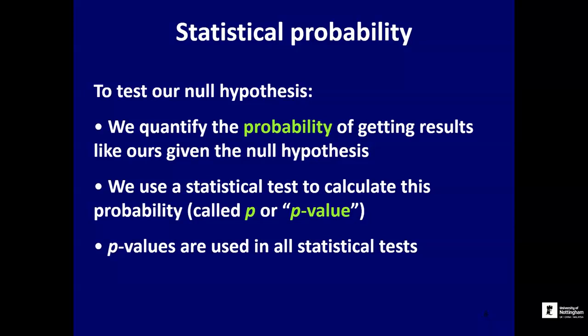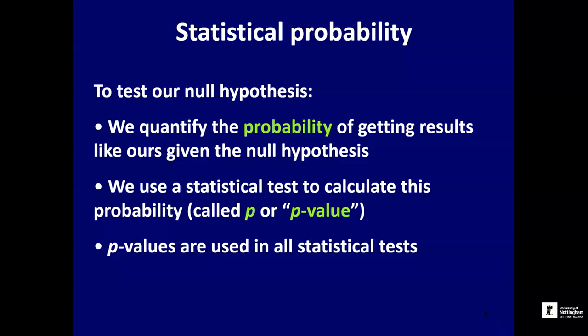And we want to know, what are the chances of seeing the difference in mean death rate that we saw by chance, if it is fundamentally true that there is no real association between COVID death rates and chocolate consumption? We can describe this in many different ways, but essentially we're trying to quantify the probability of getting results like ours given the null hypothesis. And we're going to use a statistical test to calculate that probability for us.